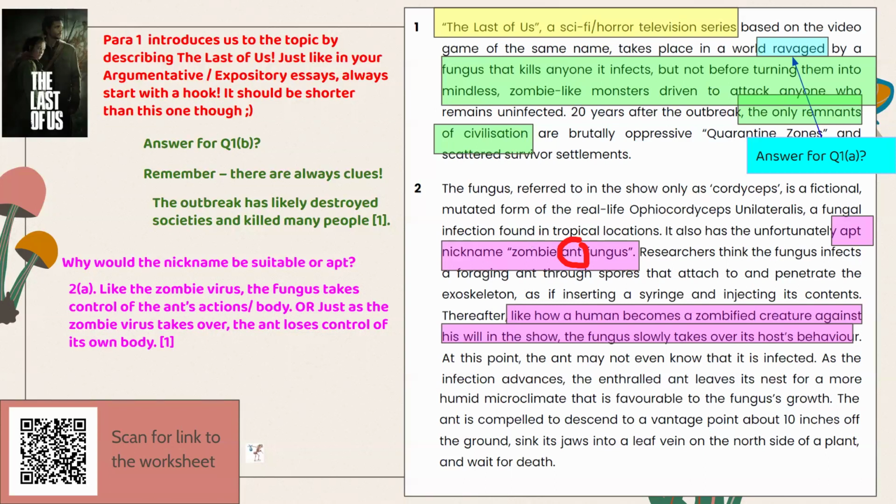So Evan, you wrote the fungus slowly takes over the host behavior. That answer, remember what I just said? A bit incomplete. You need to say takes over the host ant's behavior, because we're talking about the nickname zombie ant fungus. Do you follow me, dear? Otherwise, everything else is okay. You just needed to add the word ant. So things like this can make a difference.